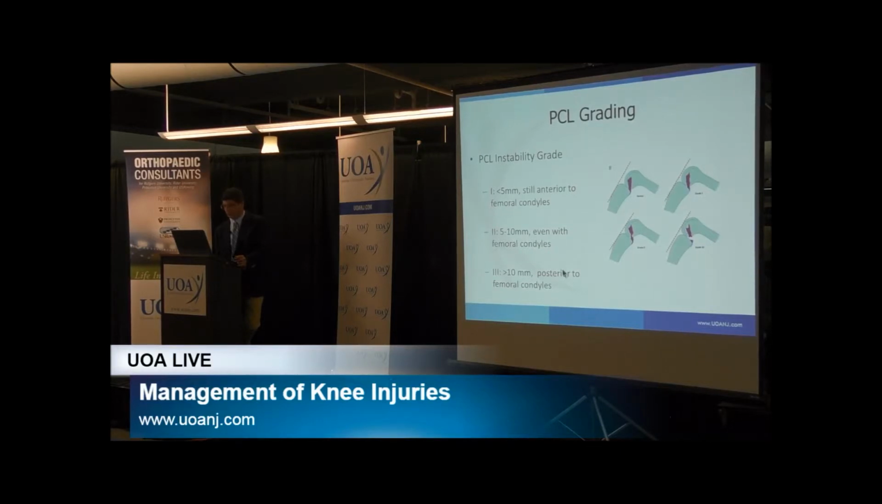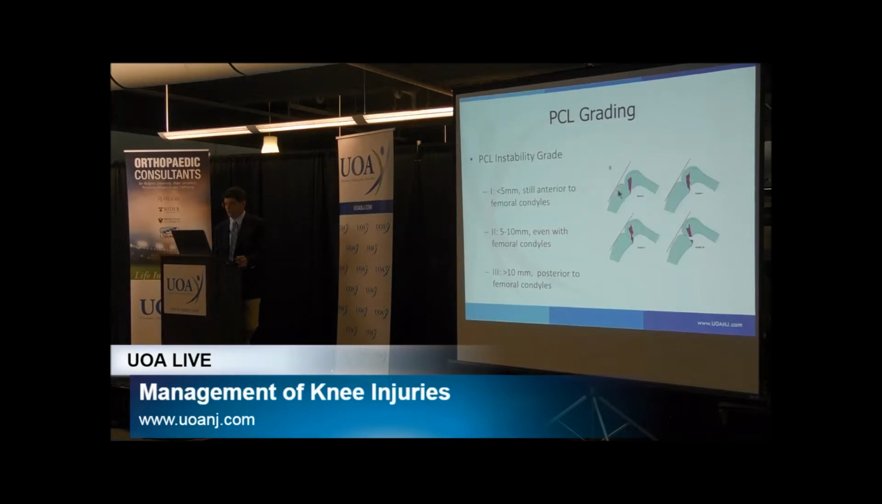So grading, also a 1, 2, 3, and this is based on where the tibia sits compared to the femur. It should be anteriorly. Normally, the tibia sits anterior to the femoral condyles when you're in this 90 degrees of flexion. You can feel that on yourself. Your tibial tubercle is sort of a little more prominent than your femoral condyles.